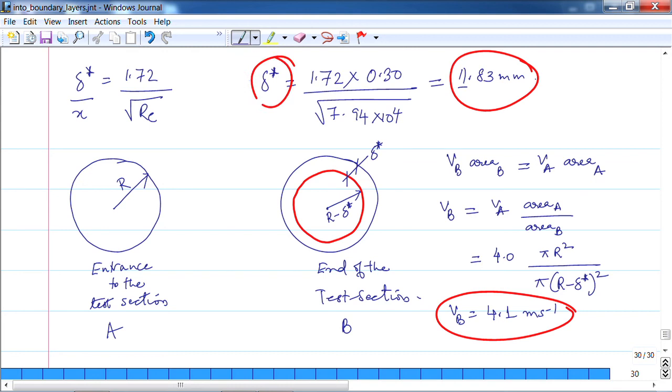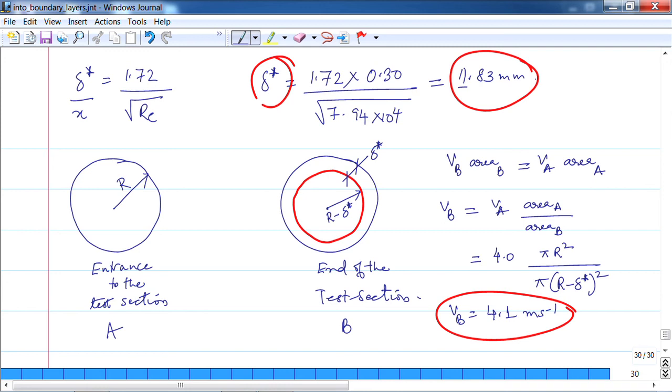So, essentially what I see here is that the airspeed increases by approximately 2.1% for the test section due to the effect of the delta star. So, it does increase by that.